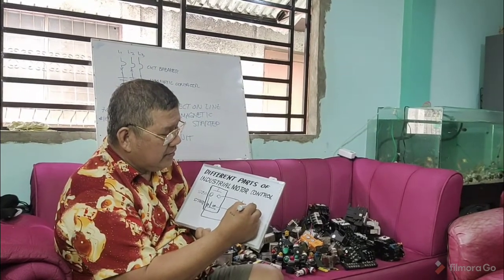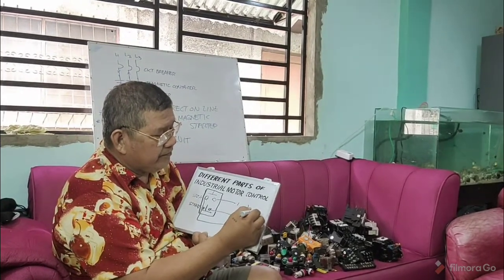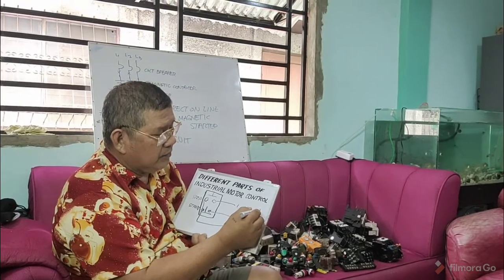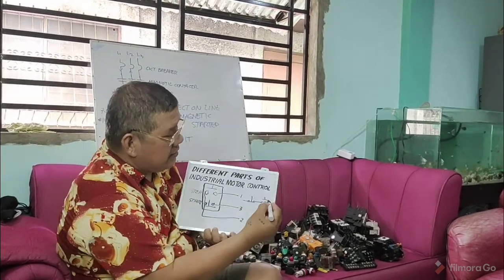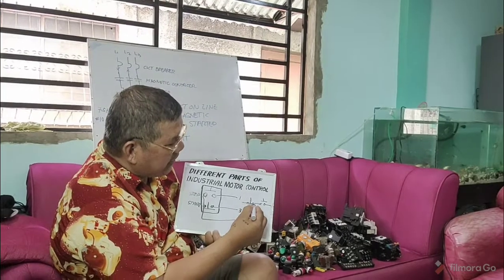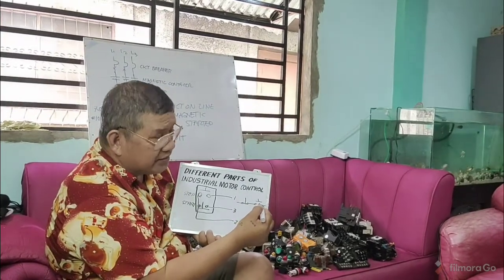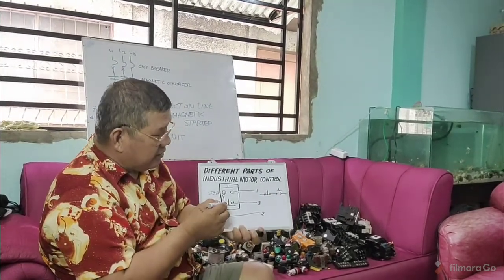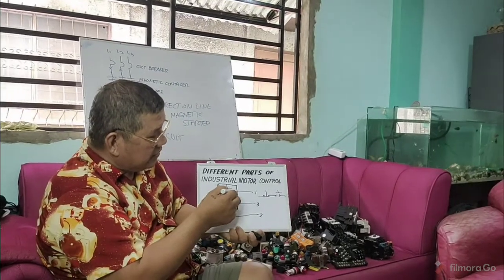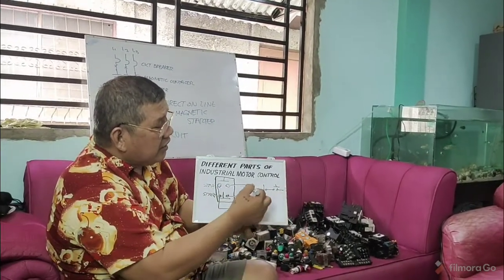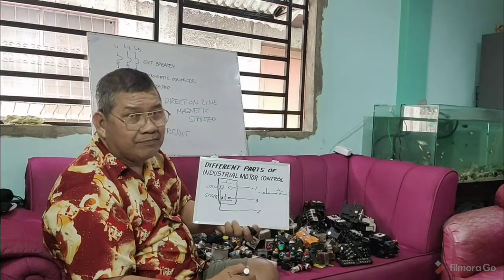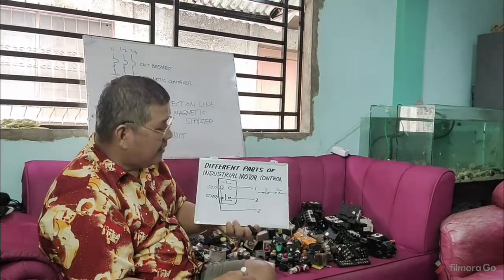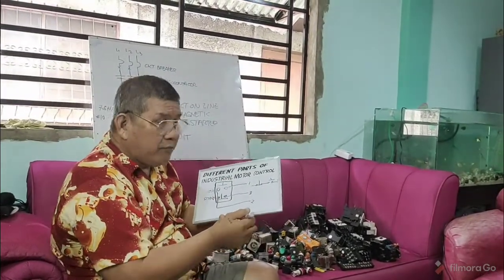1, like that. Okay, so look at that, this is your stop, this is your start. That is why I simply interpreted that into a one-line diagram, so that you will understand it. Okay, so this is the push button.